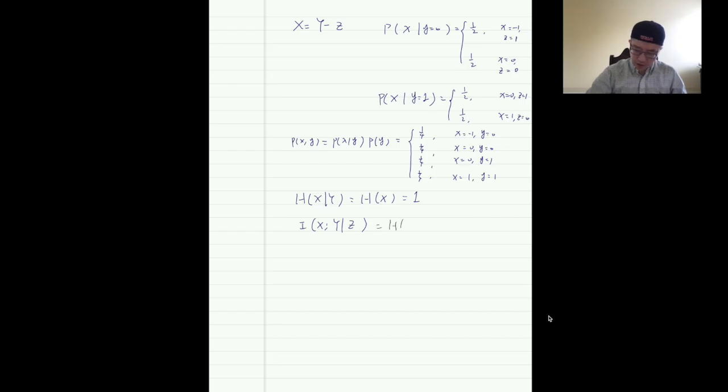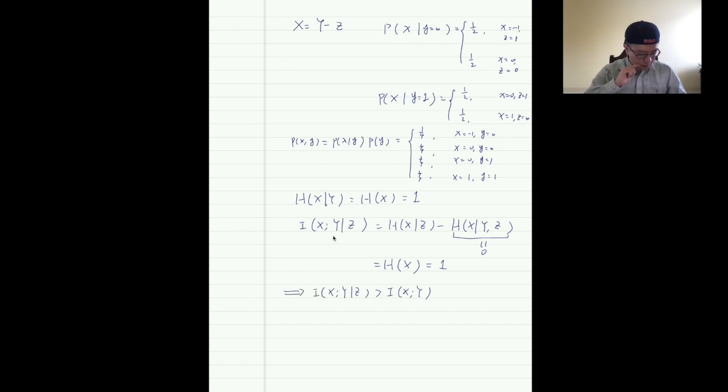Because that equals H(X|Z) minus H(X|Y,Z), right? And clearly we know this is 0 because X is a deterministic function of Y and Z. Then this is basically equal to H(X), and we know X and Z are independent, so that equals H(X), then this guy is 1, right? Clearly from here we can see that this guy is bigger than this guy. Okay, and that will be the solution of this question, right?